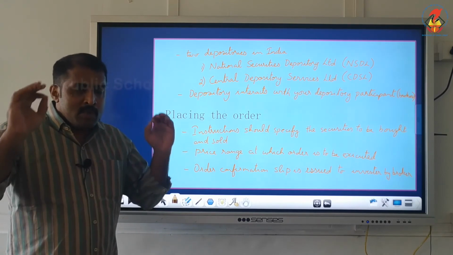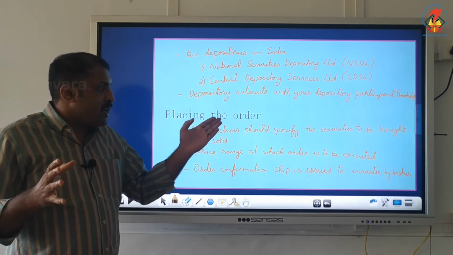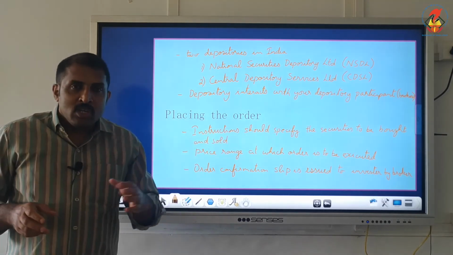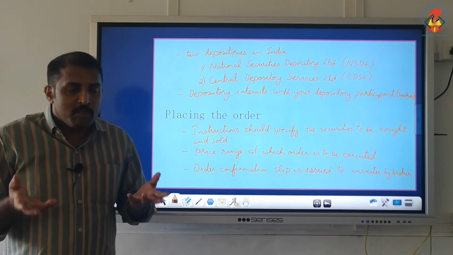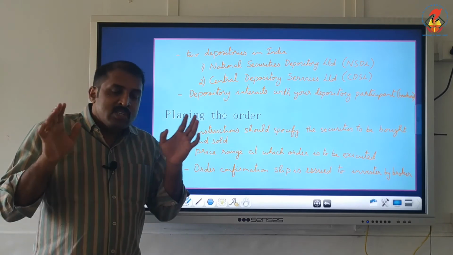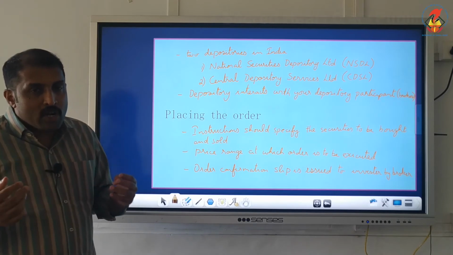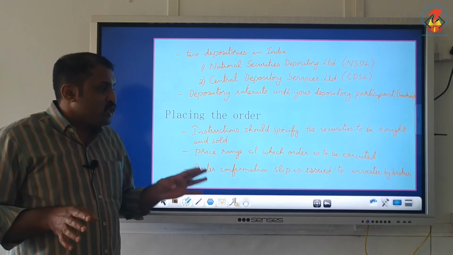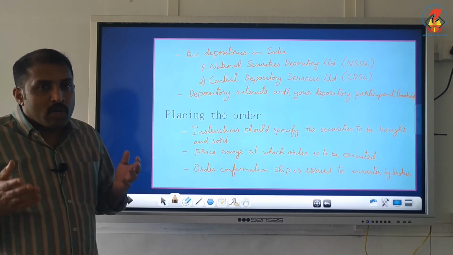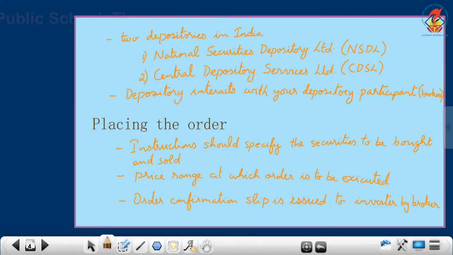We have to inform the broker through phone or internet, whatever it be, regarding the specifications of securities to be bought and sold. The price range at which it has to be bought or sold must be clearly informed. And then the order confirmation slip. Once the broker receives the order, an order confirmation slip is issued to the investor by the broker. So, that is the third step.